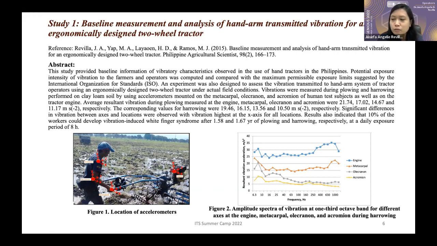During the hand tractor operation, the vibration amplitude from the 4 locations, the engine, the hand, the elbow, and the shoulder, were measured using the triaxial accelerometers, and they were recorded using the data logger system attached to the accelerometer. Eventually, the recorded data was exported to MS Excel, and analyzed using Minitab and StatFit.